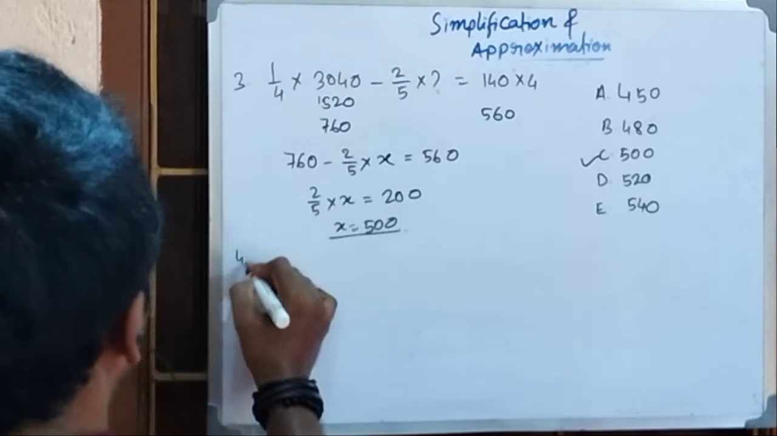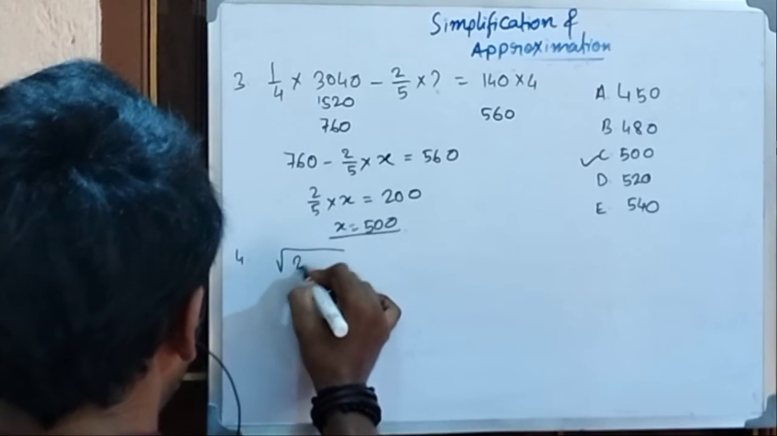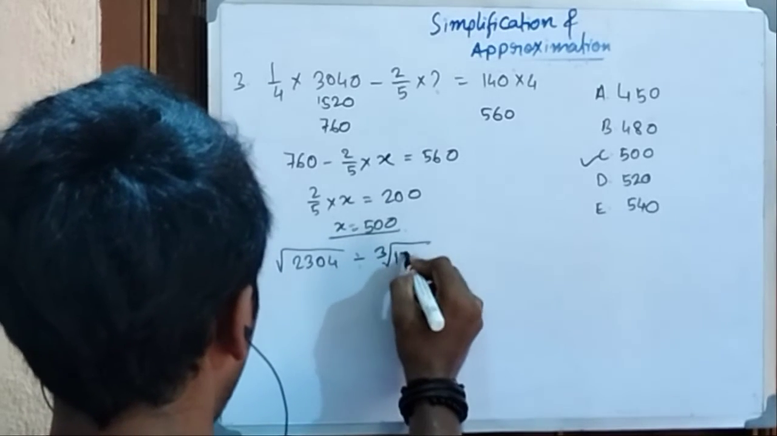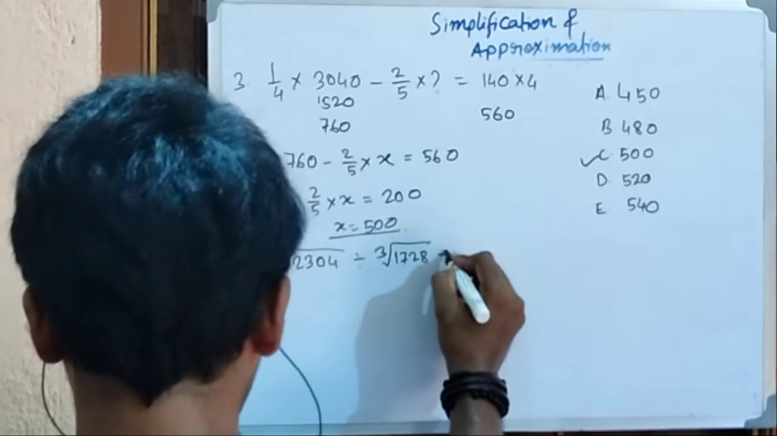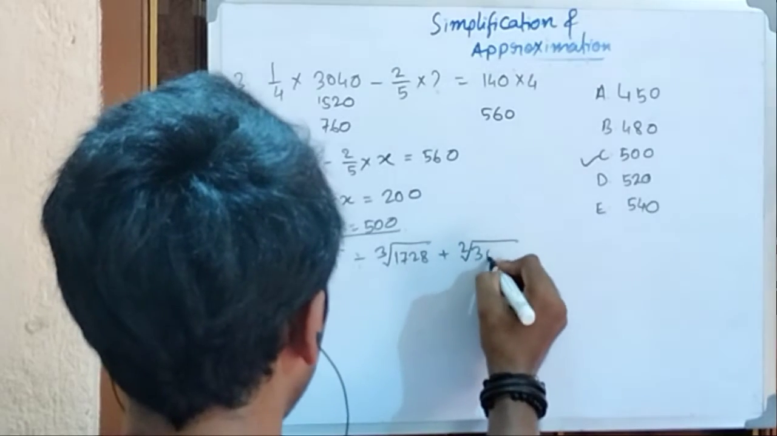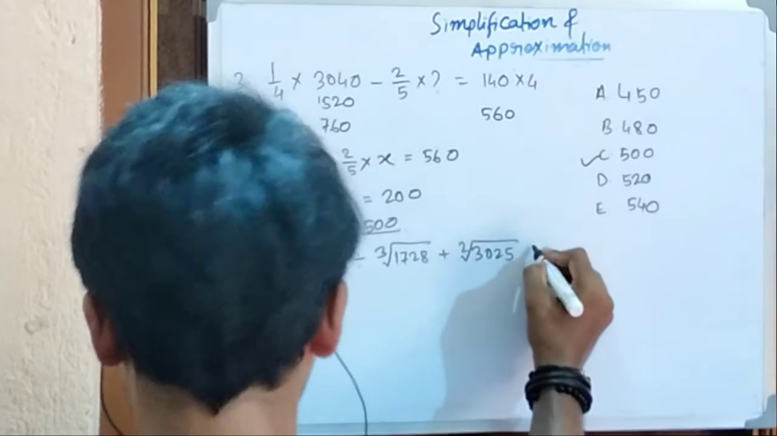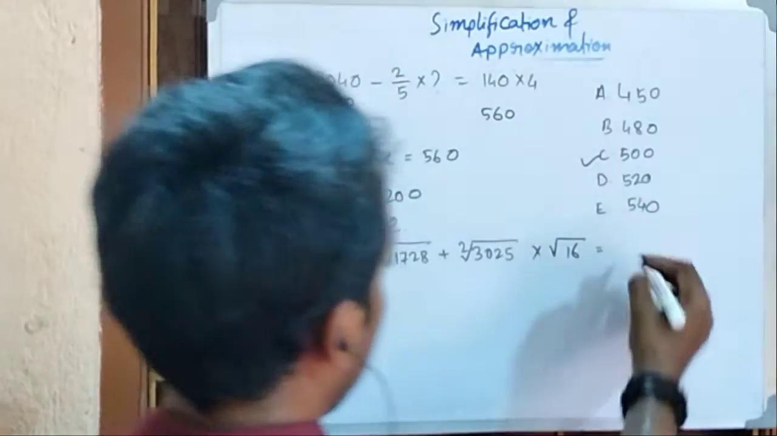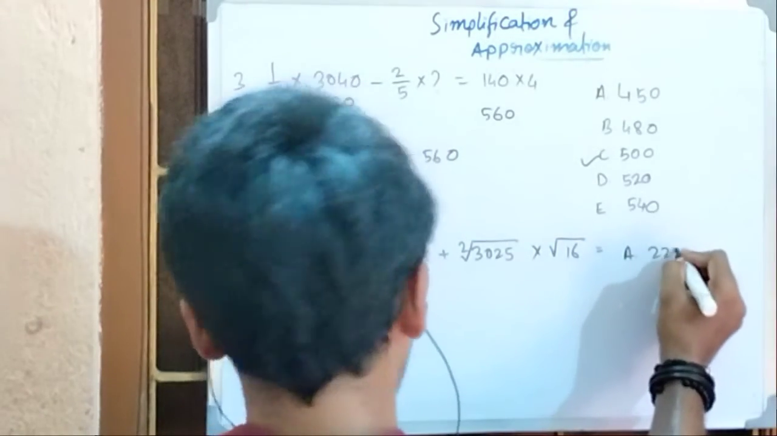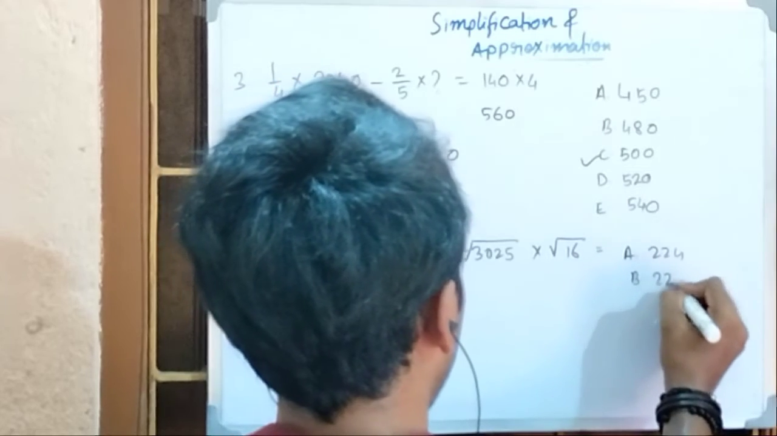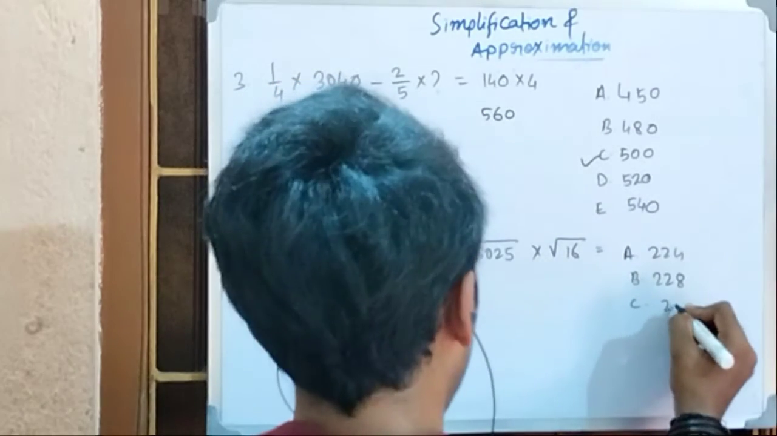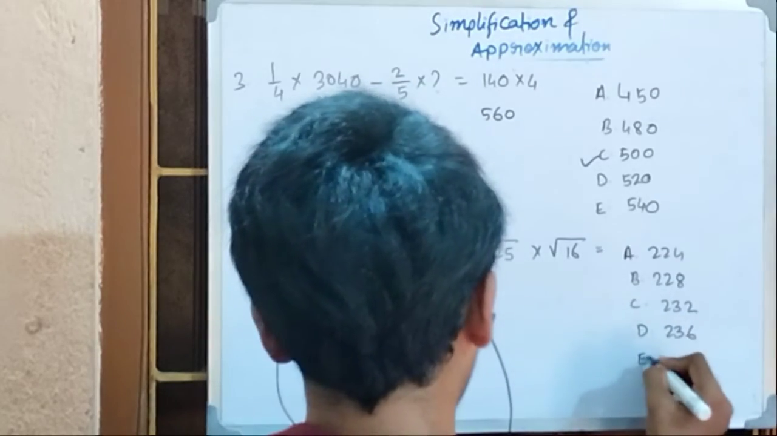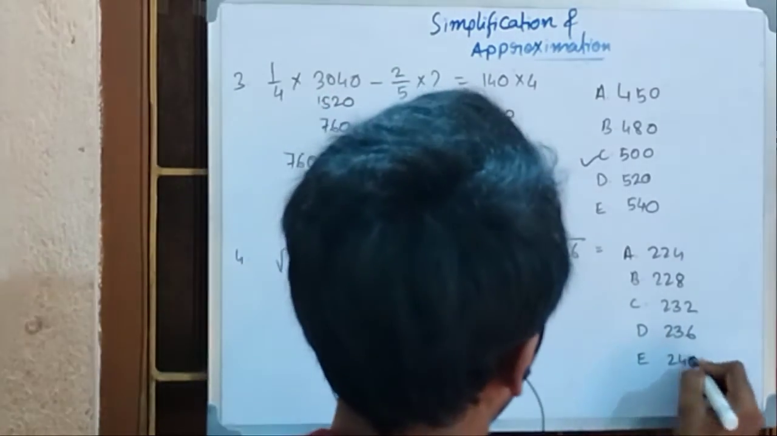Here is question number 4. Square root of 2304 divided by cube root of 1728 plus square root of 3025 into square root of 16. Again, options are there. And the option is 240, right?